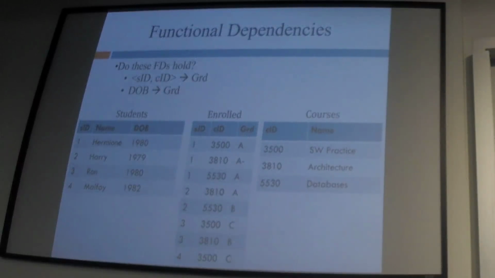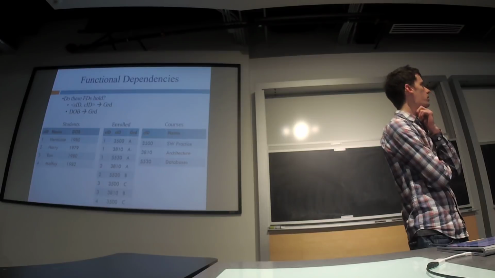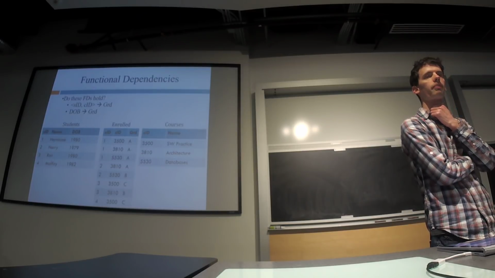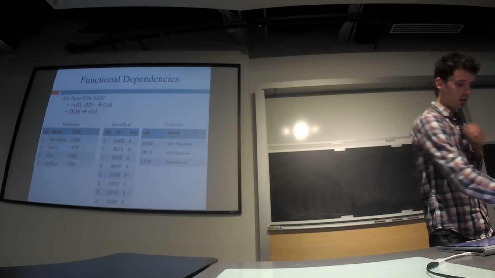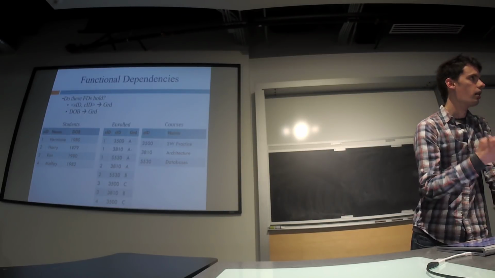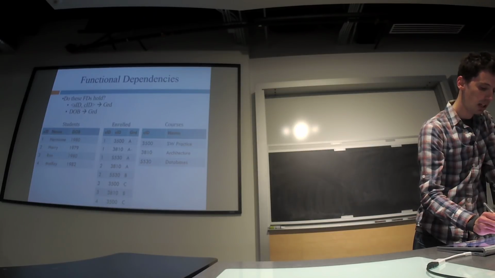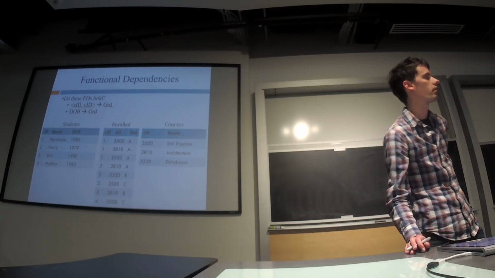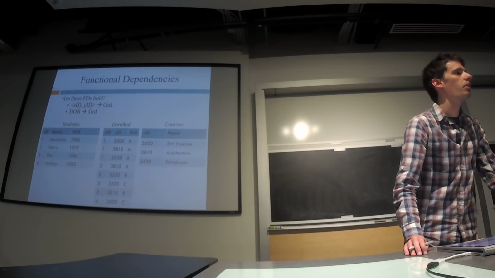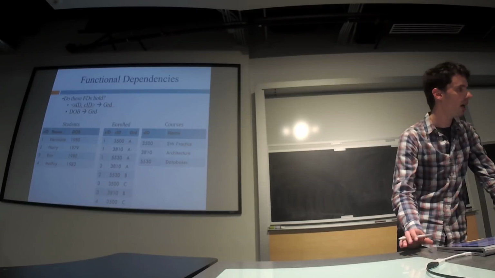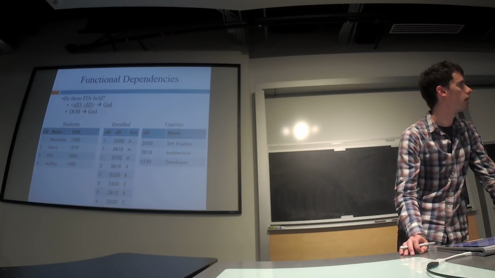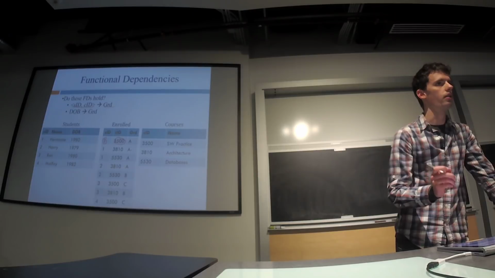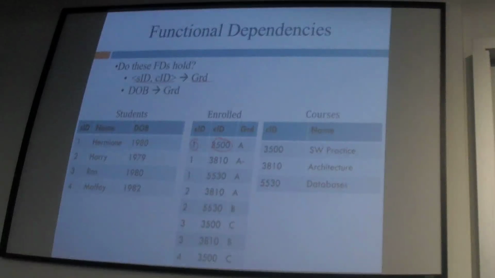Okay, functional dependencies. Given these tables and these functional dependencies, do they hold, given this information? So does the functional dependency SID, CID determines grade hold in these tables? Can you determine someone's grade given a pair of SID and CID? So, for example, 1, 3500. Does that reliably determine the grade A?